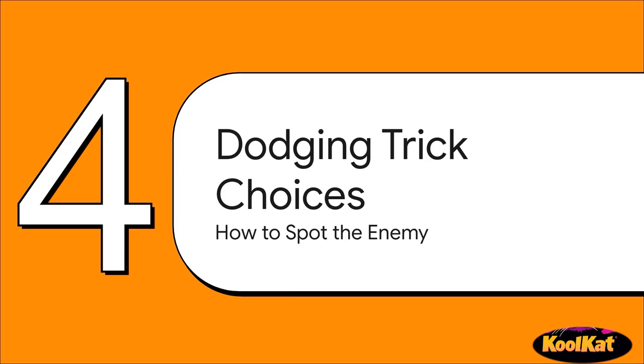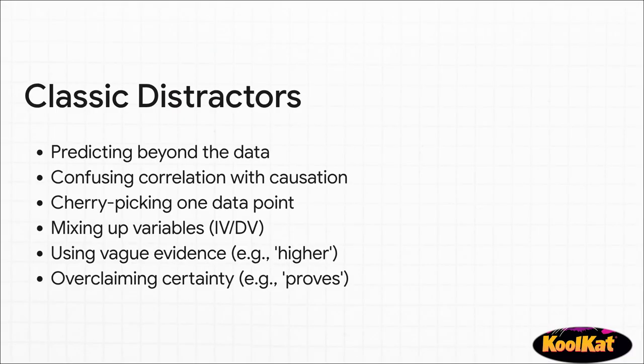Okay, so you've got your new superpower and your action plan. Now we've got to talk about the enemy. Those tempting but totally wrong answers called distractors. Let's learn to spot them from a mile away. Here's your most wanted list. Be on the lookout for answers that try to predict the future or go beyond what the data shows. Watch out for ones that confuse two things being related with one causing the other. That's a big one. Also, look out for answers that pick just one little piece of data, mix up the variables, use fuzzy language, or, and this is a huge red flag, claim something is 100% true. These are almost always traps.